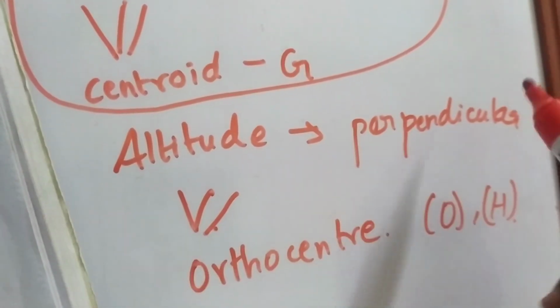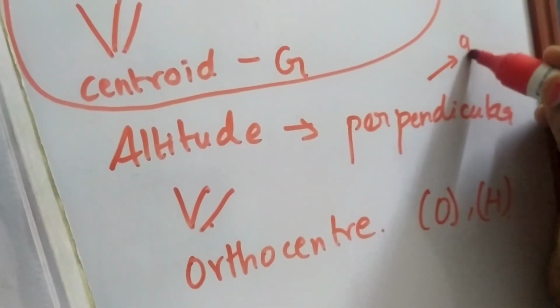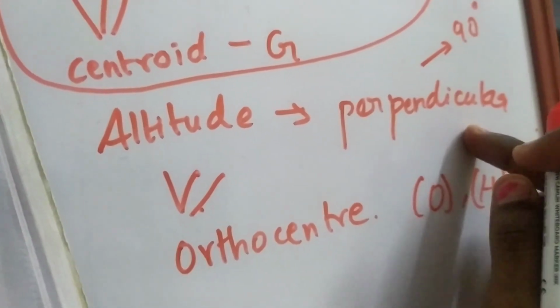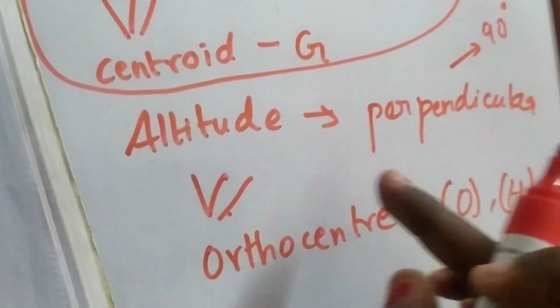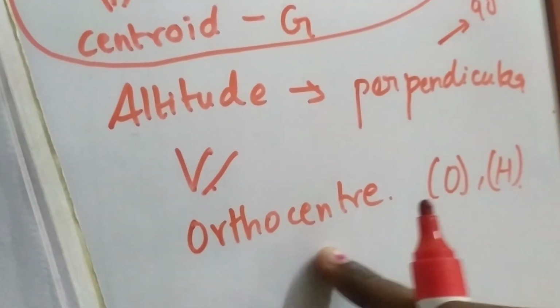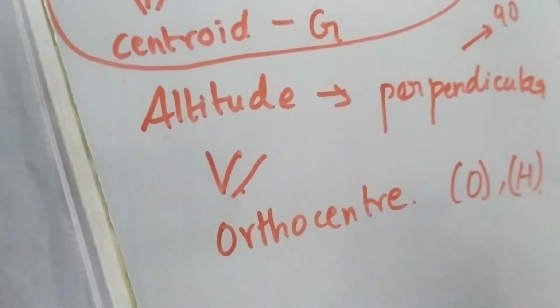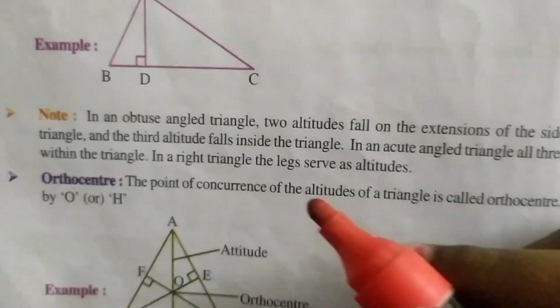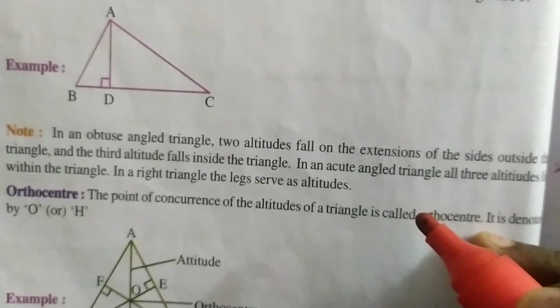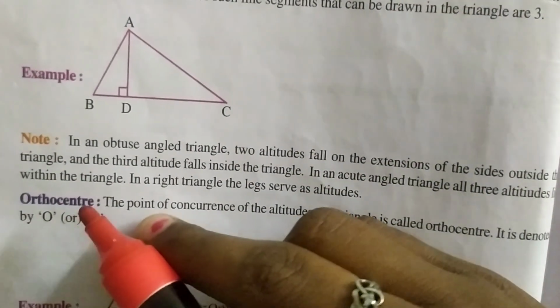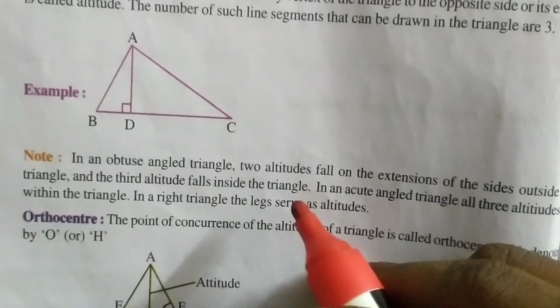Altitude means we have to draw the perpendicular. Perpendicular means we have to draw the 90 degree angle. And the intersection of altitudes of a triangle refers to the orthocentre, which is denoted by the symbol O or H. In an obtuse angle triangle, 2 altitudes fall on the extension of the sides of the triangle and the third altitude falls inside the triangle.